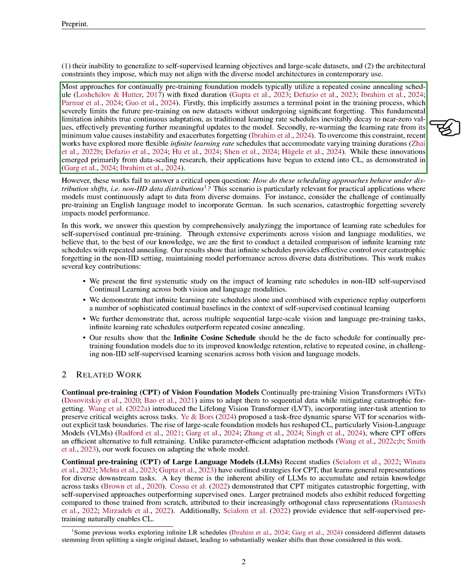Most continual pre-training methods use a repeated cosine annealing schedule with a set duration. This approach assumes a fixed endpoint in training, which restricts future pre-training on new datasets and leads to significant forgetting. This limitation prevents true continuous adaptation, as traditional learning rate schedules tend to decrease to very low values, hindering further meaningful updates. Additionally, rewarming the learning rate from its lowest point can cause instability and worsen forgetting.